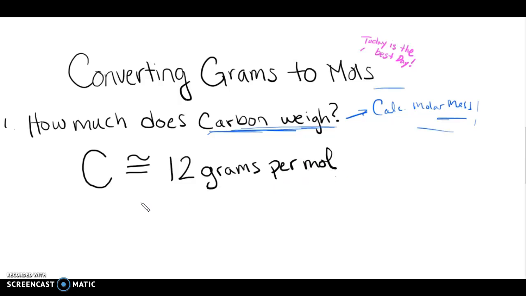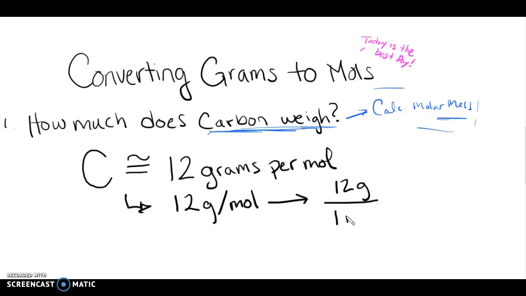12 grams per mole. Now you can rewrite this as 12 grams/mole, with the slash standing in for the per here. So what this means is that really what's happening is 12 grams for every mole, 12 grams divided by 1 mole mathematically, right? So we can rewrite this as 12 grams of carbon for every 1 mole of carbon, like a fraction like this. And this is going to be our conversion factor.